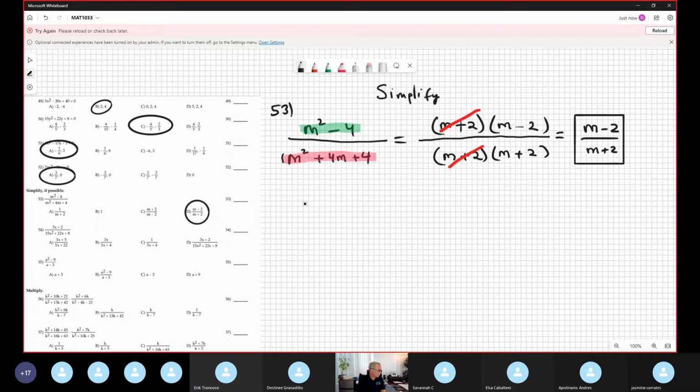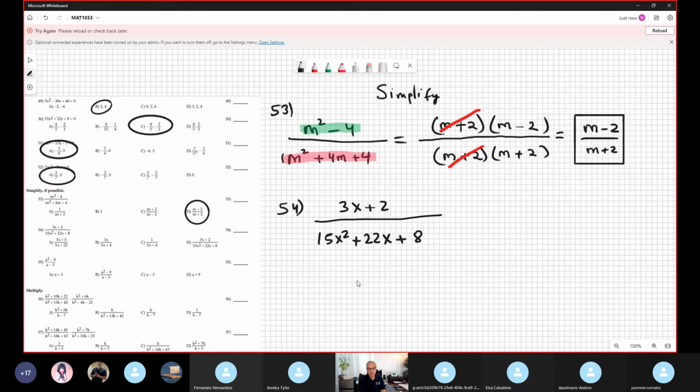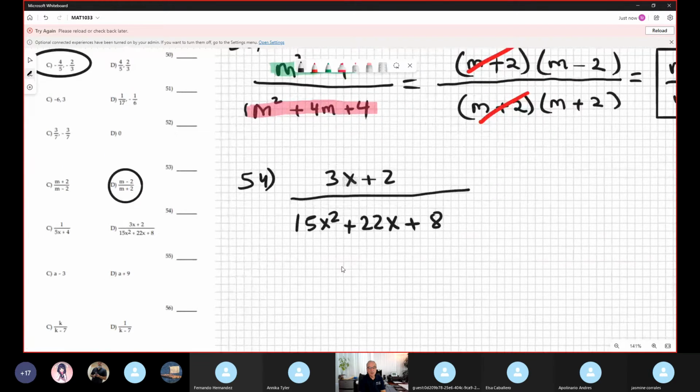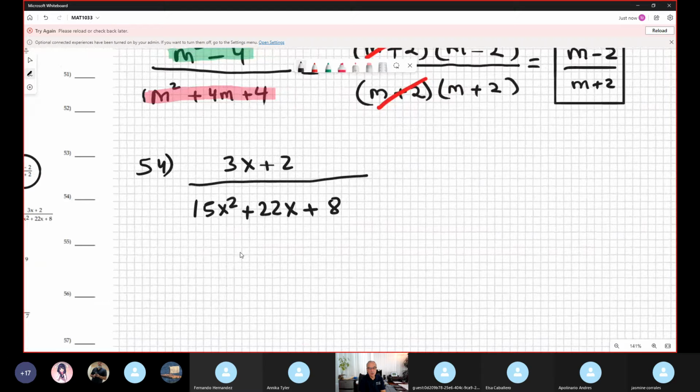That was problem 53. Now 54. 54 is 3x plus 2 divided by 15x squared plus 22x plus 8. Wow, what the hell? Okay, in the top we don't need to do anything because it's one binomial, no square, no cubic. You leave it like that. And the bottom is the famous problem I did before.